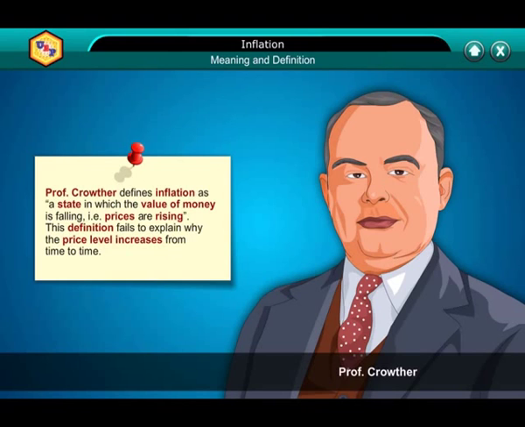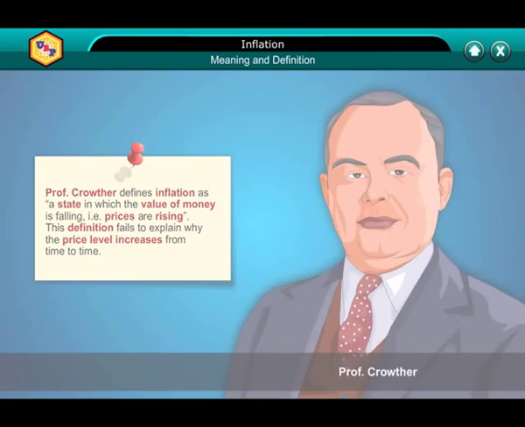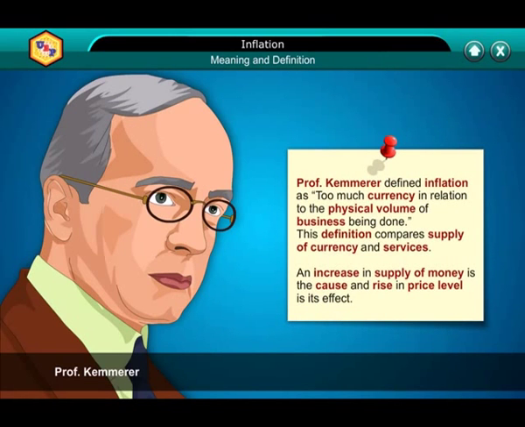This definition fails to explain why the price level increases from time to time. Professor Kemmerer defined inflation as too much currency in relation to the physical volume of business being done. This definition compares supply of currency and services. An increase in supply of money is the cause and rise in price level is its effect.